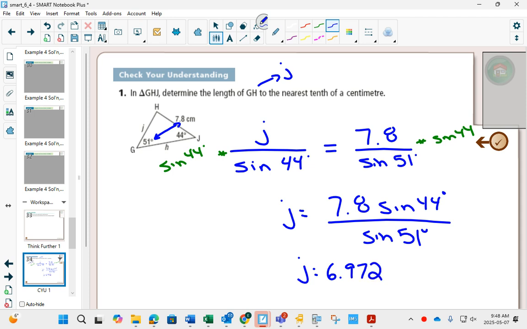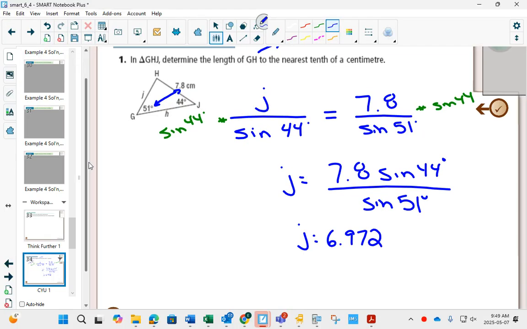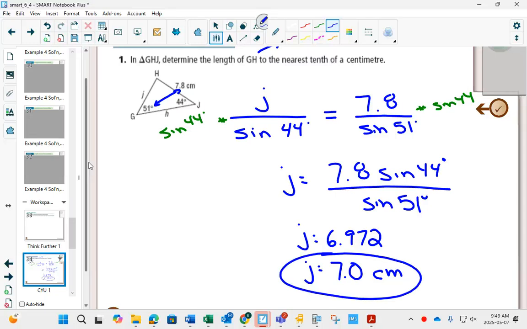I write 3 decimals, then I'm going to do a check. What did they ask me to round to, and what are my units? Because I don't want to lose a half mark for rounding and a half a mark for units. These questions aren't that hard, right? So now I'm going to write, J is equal to 7.0, rounded to the nearest tenth, centimeters. Circle that, that's my final answer. I've got my units, I've rounded it correctly.